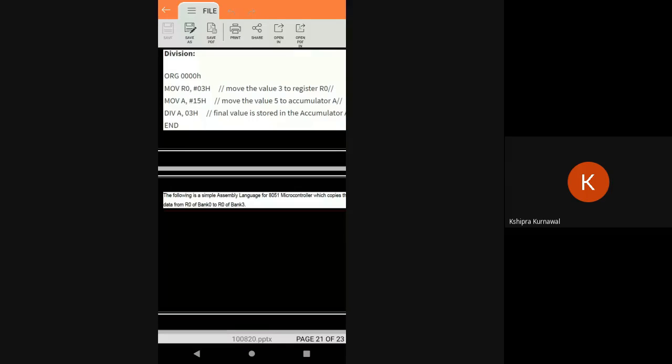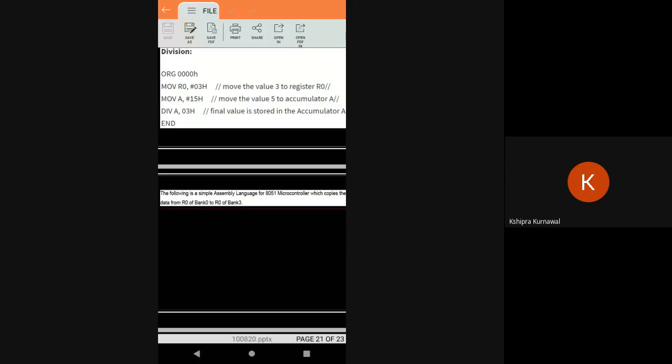Okay, write down that statement. Write a simple assembly language program for 8051 microcontroller which copies the data from R0 of bank 0 to R0 of bank 3. We have already done some data transfer from one R0 to another R0, and the same has been asked. If anyone has noted it down and understood the concept at that time, then definitely you can copy paste the same lines for this.